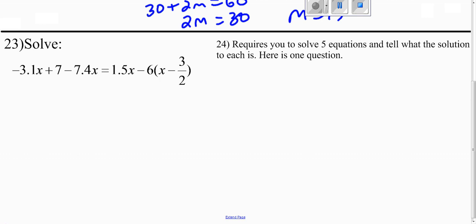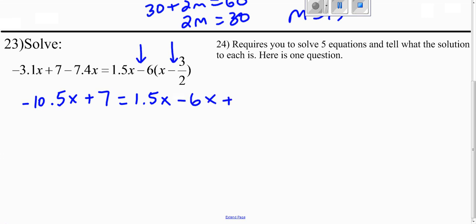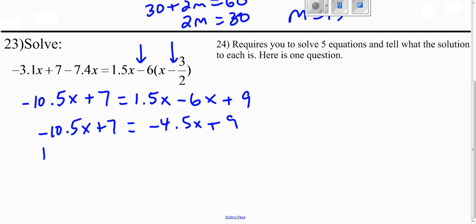Number 23, straightforward solving, it's just decimals and fractions. Combine like terms on the left side, so that's negative 3.1x minus 2.4x is negative 10.5x plus 7 equals 1.5x. Distributive property, be careful because of the negative sign, minus 6x plus 9. Combine like terms, negative 10.5x plus 7 equals negative 4.5x plus 9.